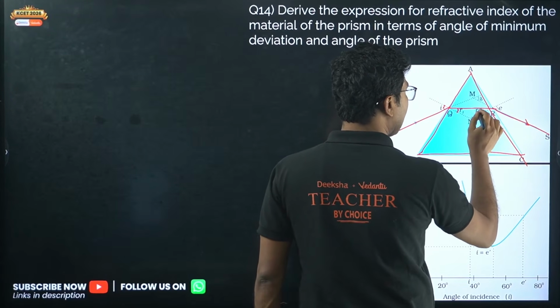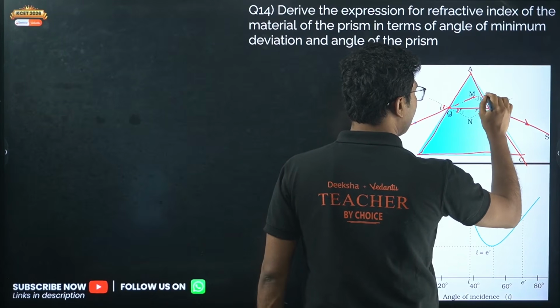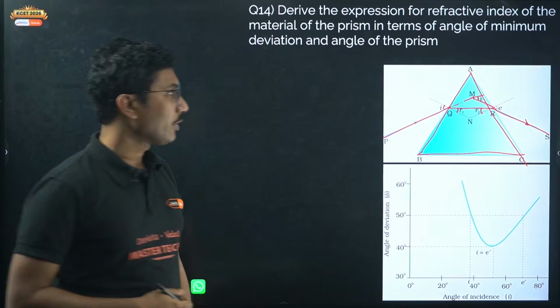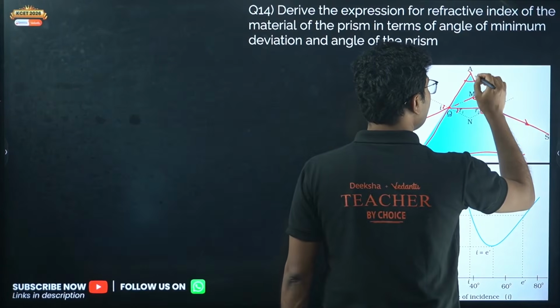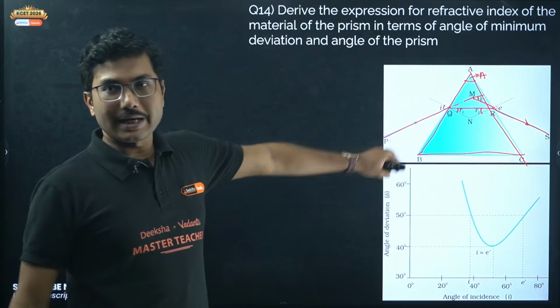This is internal angle R1. This is internal angle R2. And if you extend that, you get the angle of deviation delta. Okay, the angle of the prism is A. This is the angle of the prism. Okay, so this diagram you have to start with.